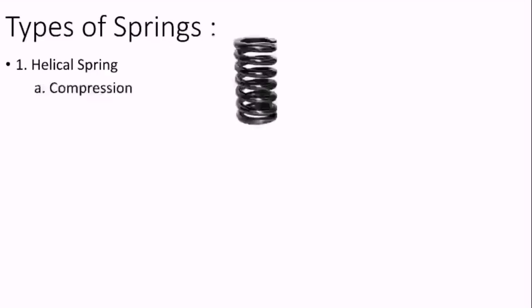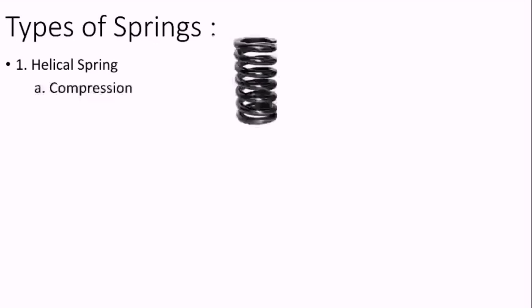Now let us move further towards the types of the springs. Springs are generally classified according to their shape. The most popular type of spring is the helical spring. The helical spring is made up of a wire, usually of a circular cross section or a rectangular cross section, which is bent in the form of the helix.